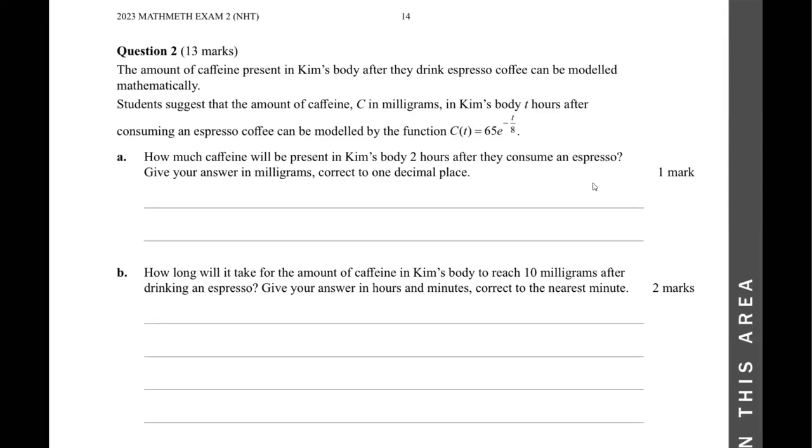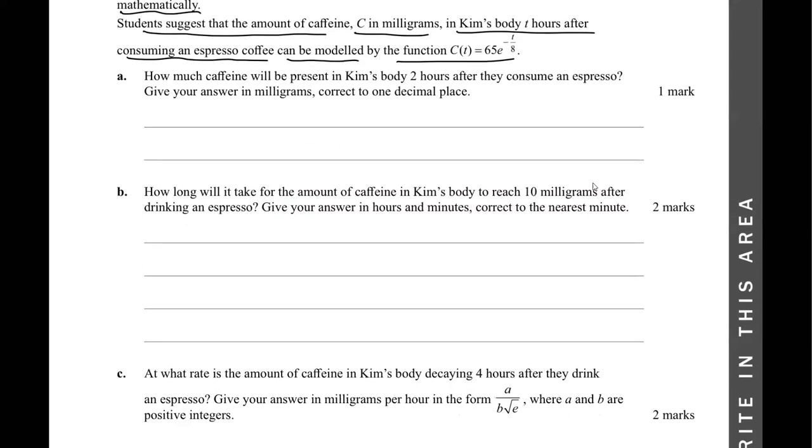Do you like drinking coffee? Well, the amount of caffeine present in Kim's body after they drink espresso coffee can be modeled mathematically. Students suggest that the amount of caffeine C milligrams in Kim's body t hours after consuming espresso coffee can be modeled by the function C(t) equals 65 e to the power minus t over 8. How much caffeine will be present in Kim's body 2 hours after they consume espresso? Give your answer in milligrams, correct to 1 decimal place.